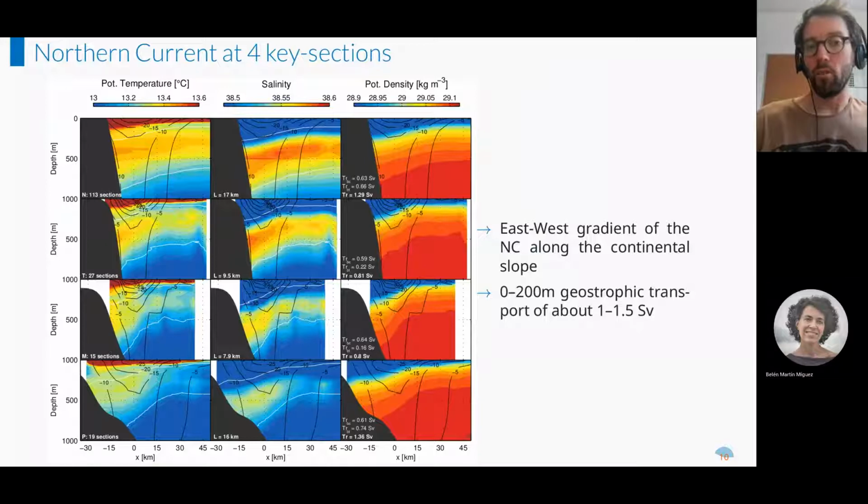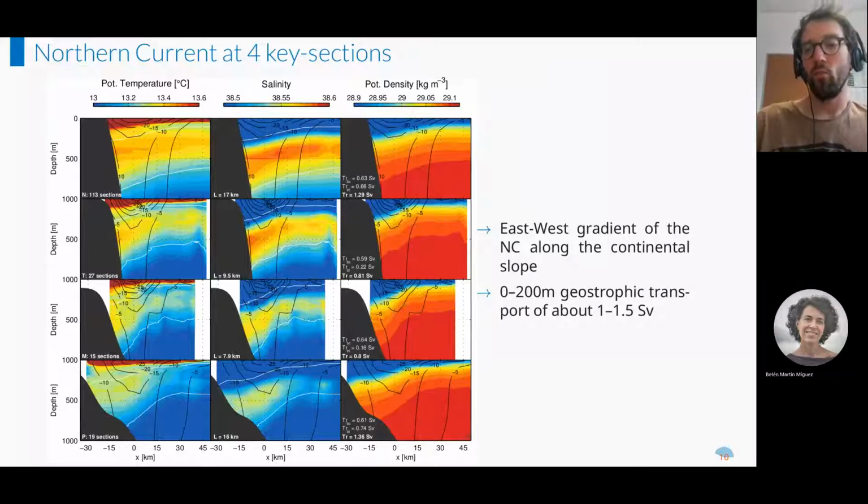And along those glider lines, we can reconstruct the climatology, or mean state, of the temperature and salinity at different places. So this is 4 sections from the east to the west of the Northern Current, from Nice all the way to Perpignan, so from the Italian coast to the Spanish coast, basically. And we can describe the transport of different water masses there.